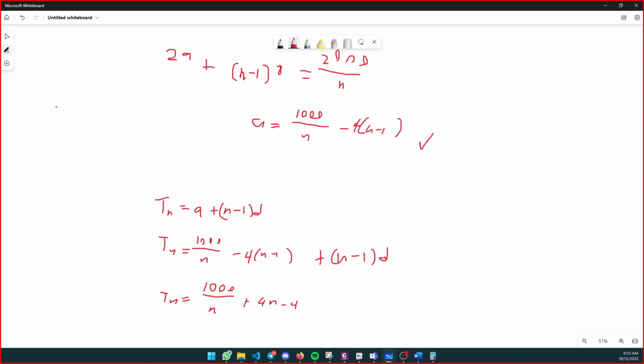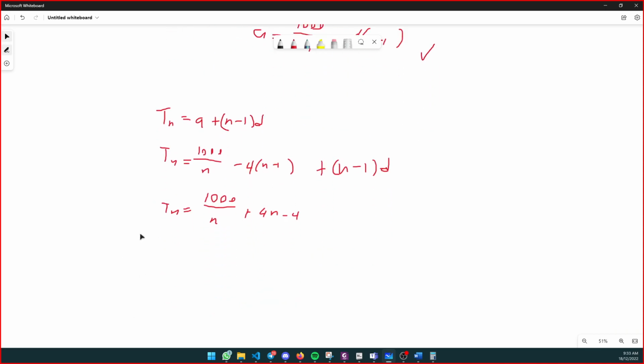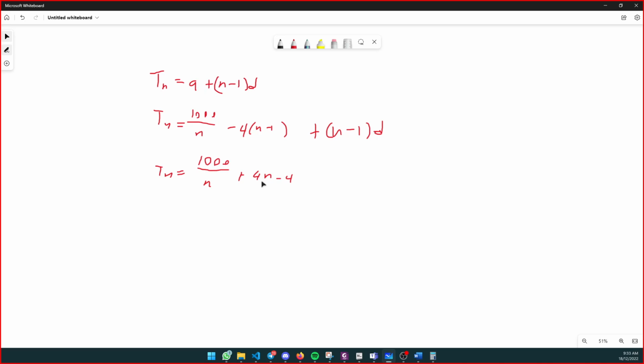Okay, I think there's another typo here. Minus also 4n plus 4. 4n plus 4 minus 4n plus 4. Oh, sure. This is a d, right? This d will give me 8. So it's 8 n minus 1 minus 4 n minus 1. I'll get 4 n minus 1, which is 4n minus 4. Correct.